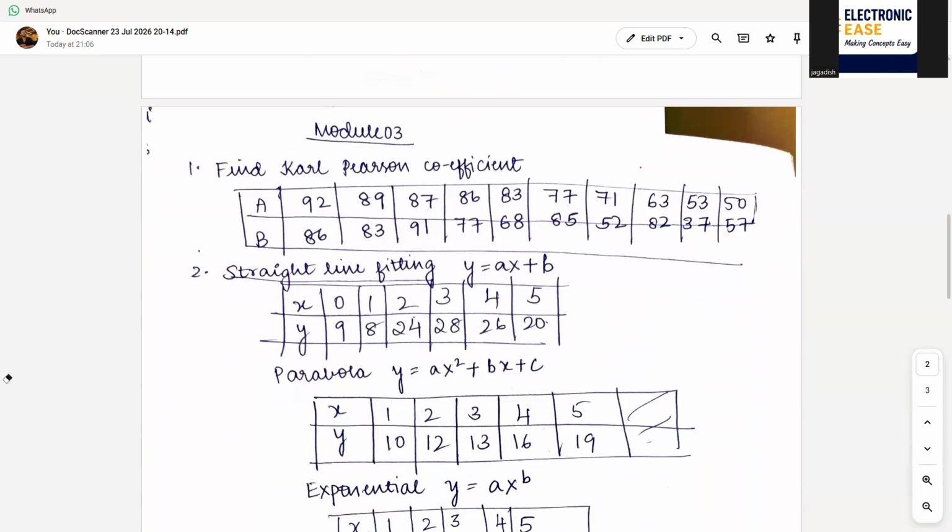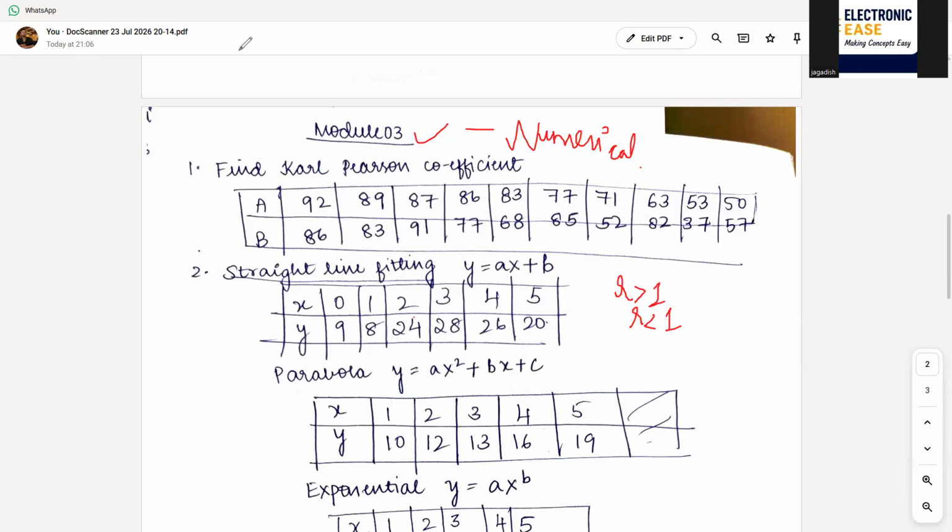So next, find the Karl Pearson coefficient. Module 3 is completely the numerical methods. In numerical methods, you have to know how to find the Karl Pearson regression coefficient, which they will be giving. If r is greater than 1 or r is lesser than 1, I think you know all that. So what will happen to that curve? That is the Karl Pearson coefficient.